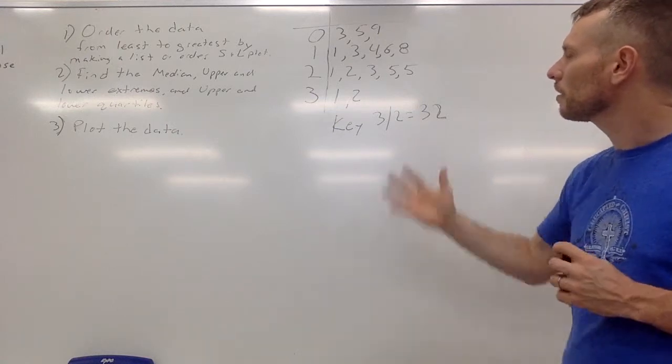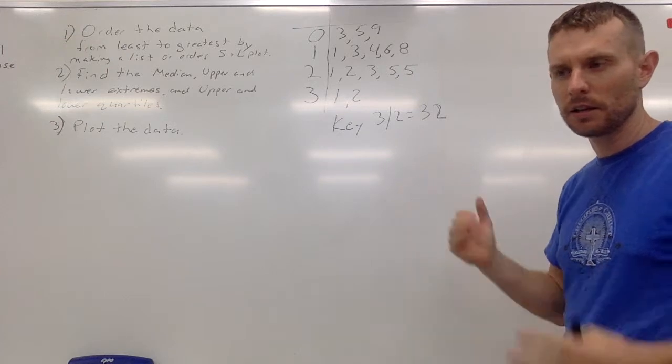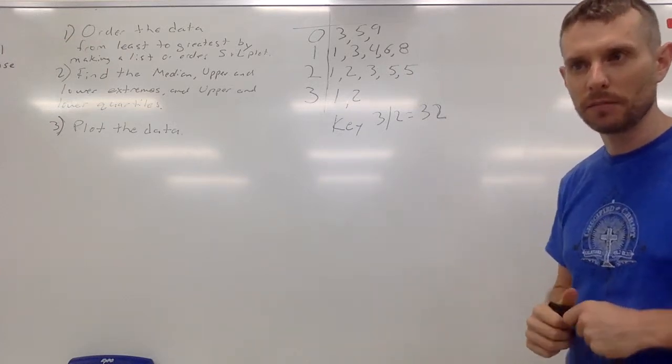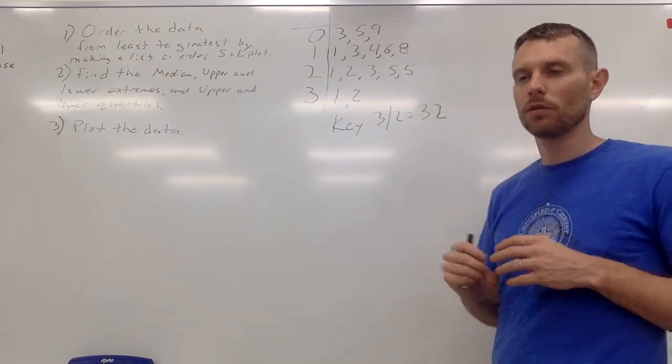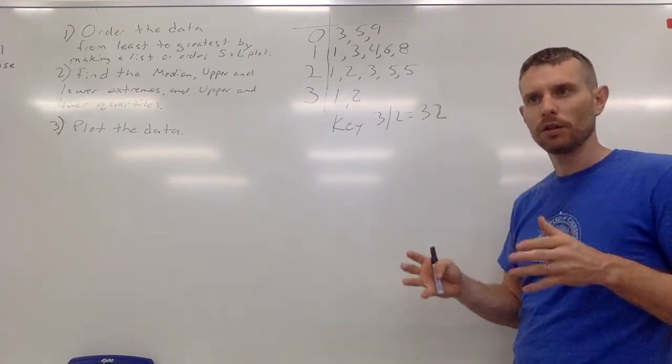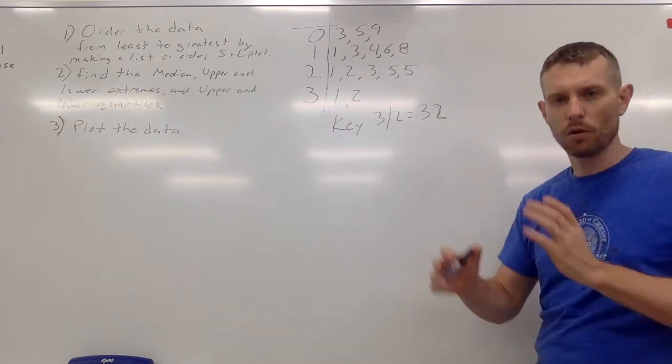So this is already ordered, from least to greatest. And now we're going to take this data and make it into a box and whisker plot. A box and whisker plot can be used when you want to separate the data or interpret the data based on quartiles.